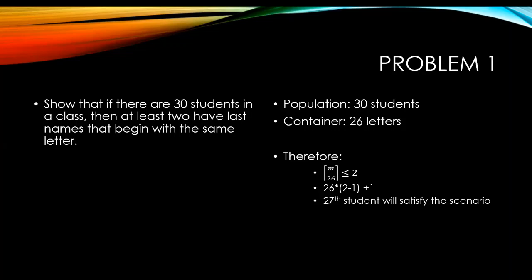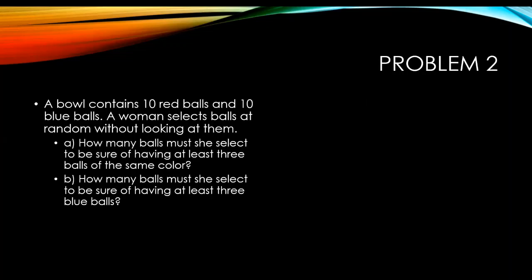So we're sure that after the 27th, there are 2 students whose surnames begin with the same letter. So therefore this is true. We show that with the 27th student, there are 2 surnames with the same start letter. Now, problem number 2.